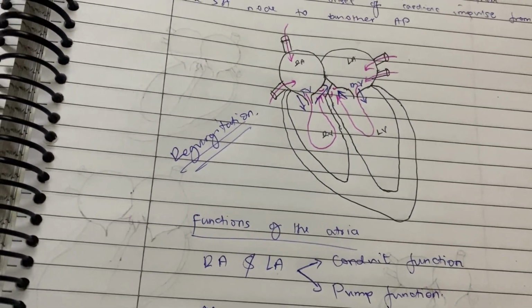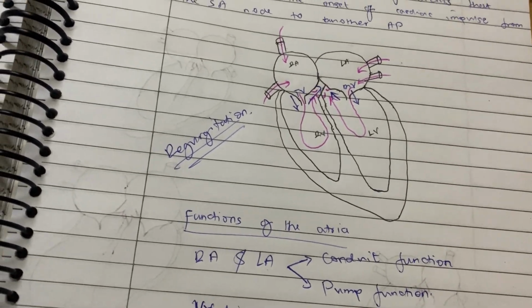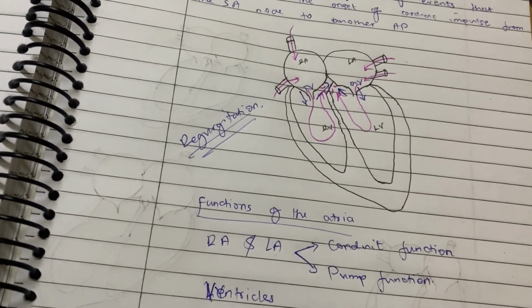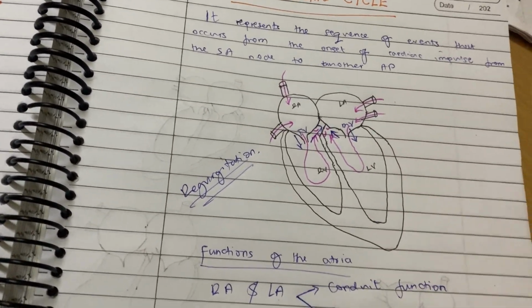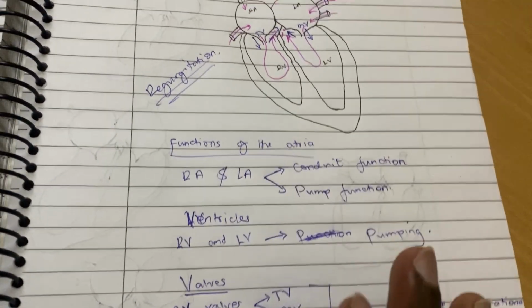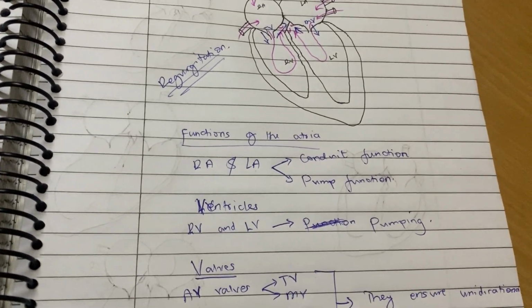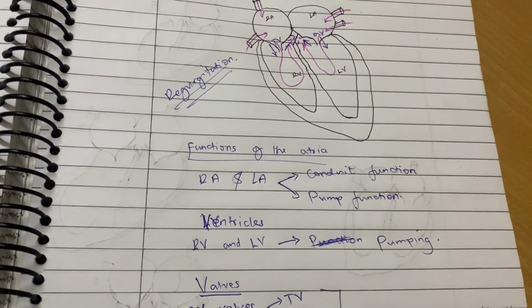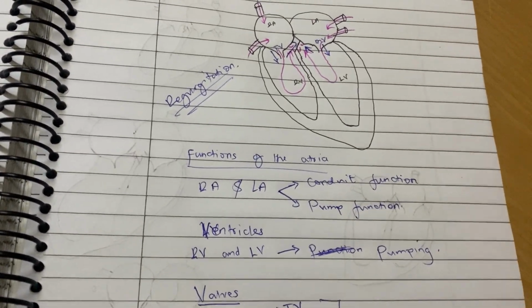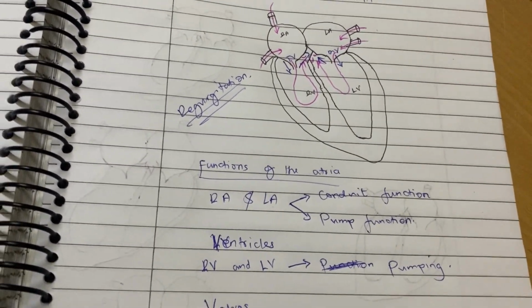Those ones we call regurgitant valves, or regurgitation. We don't want that. So the major parts of the cardiac cycle, now this one is clear, the functions. So I'll be talking of pump, and then pump and blood flow.